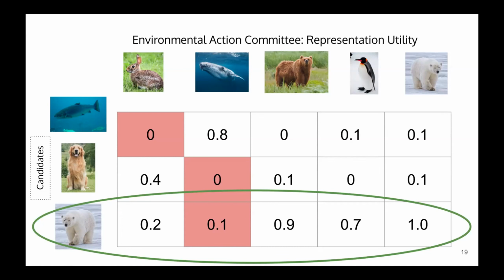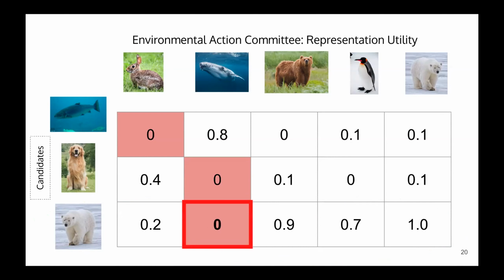But perhaps, what if the worst off group is the same? And so this is an example here. So if the worst off group is the same, how do we distinguish between which solution is better?